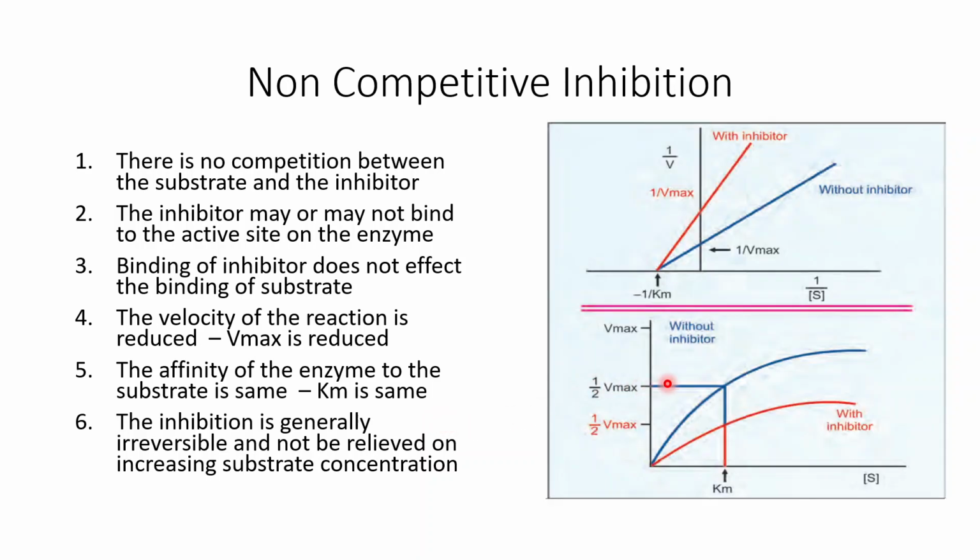If you look at the graph, we have the substrate concentration here and the maximum velocity here. In the presence of inhibitor, this is the graph which you get. In the absence of inhibitor, this is the graph. You can see that in the presence of inhibitors, the maximum velocity is reduced. However, the Km constant remains the same, which means the affinity of the enzyme to the substrate remains the same. Whereas in competitive inhibition, the inhibitor was inhibiting the binding of substrate and enzyme, so the affinity was decreased and the Km value was increased. Here the Km value remains the same.